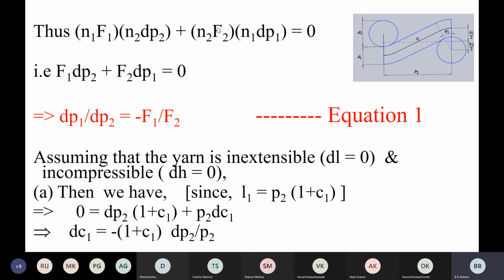The sum total of these two work done terms is equal to 0, which will give you F1 dP2 plus F2 dP1 is equal to 0. N1 N2 is common in both. So you will get F1 dP1 plus F2 dP2 is equal to 0. That means dP1 over dP2 is equal to minus F1 over F2. Let this be your equation number 1.